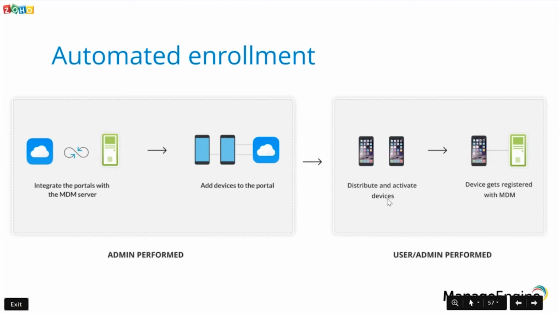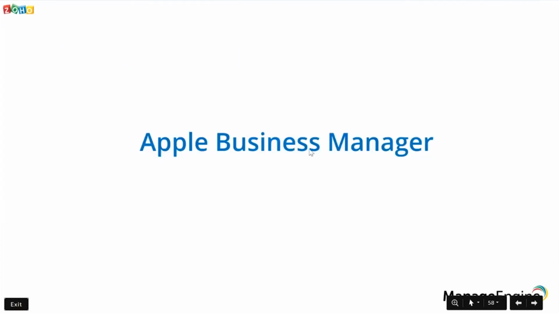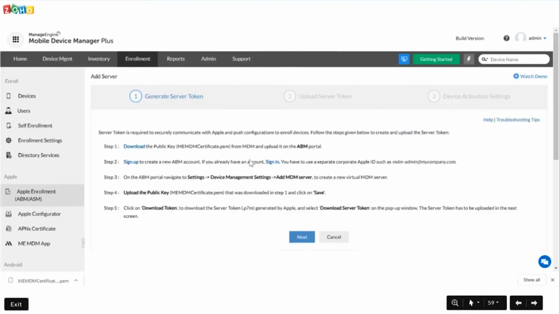As soon as your device is switched on and activation is completed, the device will be automatically registered with Mobile Device Manager Plus. So first, let's talk about Apple Business Manager. As a lot of you may know, this is a free program given by Apple to help MDMs simplify enrolling devices, managing them, distributing applications silently, and also managing the licenses of apps. So let's take a look at how you can integrate the ABM portal.